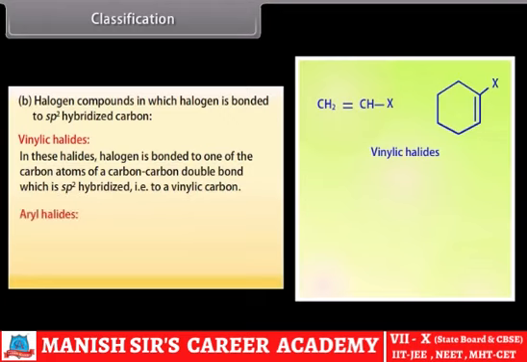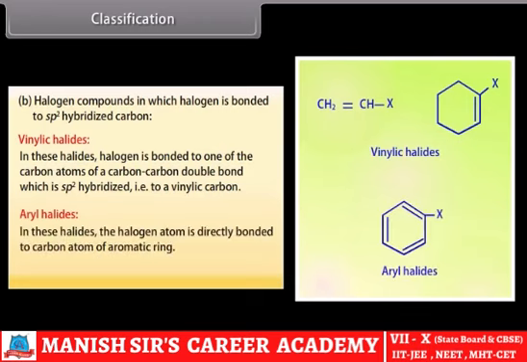Aryl halides. In these halides, the halogen atom is directly bonded to a carbon atom of the aromatic ring. For example, halobenzene.